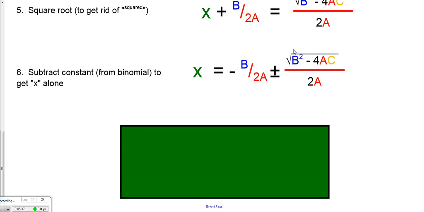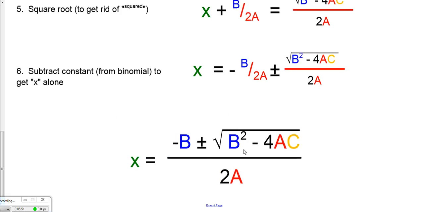Well, looking at these two fractions, they have a common denominator of 2a. So really, I can do this numerator, negative b, and just say positive or negative, plus or minus, this whole chunk. This is where the quadratic formula comes from. Negative b plus or minus the square root of b squared minus 4ac. All of that is divided by 2a. So we figured out this quadratic formula using completing the square.